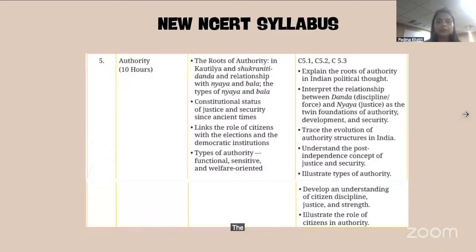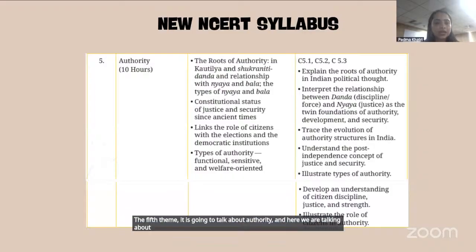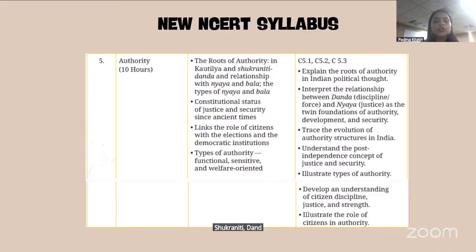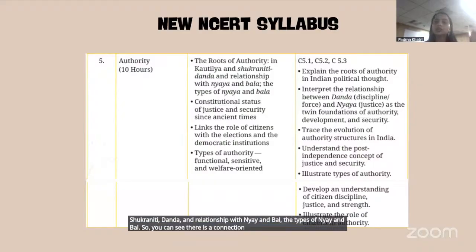The fifth theme is going to talk about authority, and here we are talking about political science. Now here you can see that it will focus on concepts like the roots of authority in Kautilya and Shukraniti, Dand, and relationship with Nyay and Bal, the types of Nyay and Bal. So you can see there is a connection with history. So it is making an interdisciplinary approach.